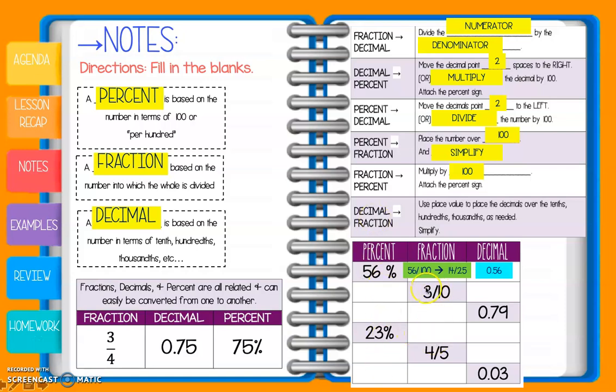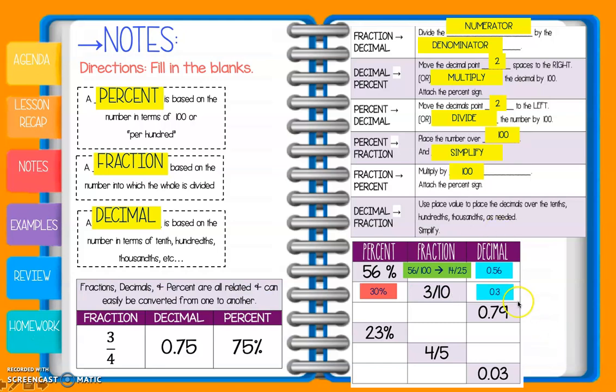Now we have the fraction 3/10. To make it a percent, we're going to take 3/10 times 100, and that gives us 30, and we're going to attach the percent sign, so we get 30%. To make it a decimal, we're going to do our long division. We have 3 divided by 10, and when we do our long division, we get 0.3 as the decimal.